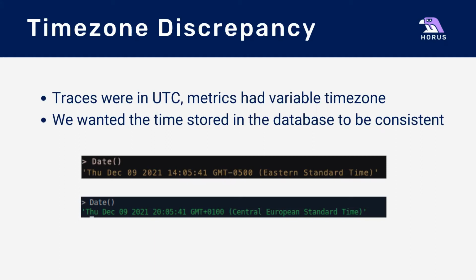However, as you can see in the slide, this code returns a different timestamp depending on the time zone of the machine that is making the call. We had to make sure to generate a timestamp in the connector for the metrics that always had UTC time zone, no matter which machine was executing the code. After doing this fix, everything worked as expected.